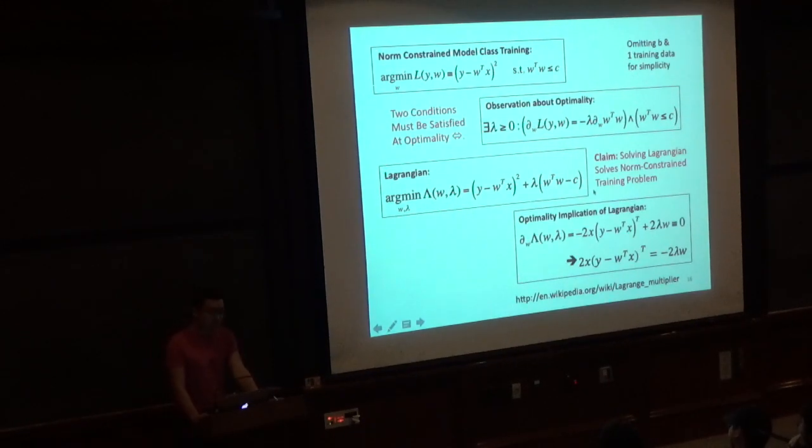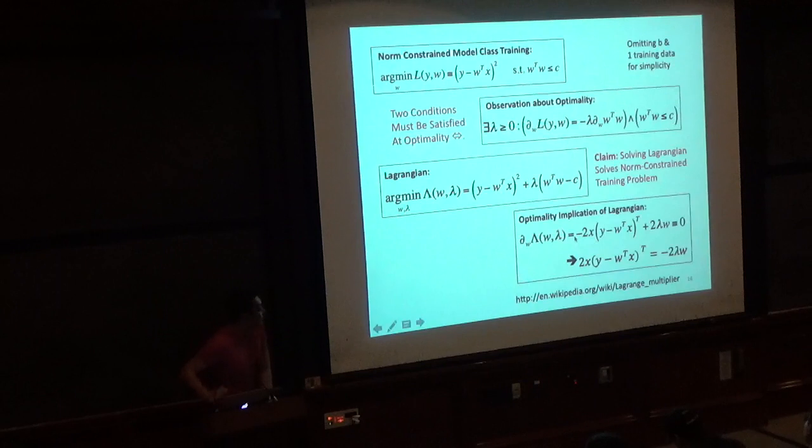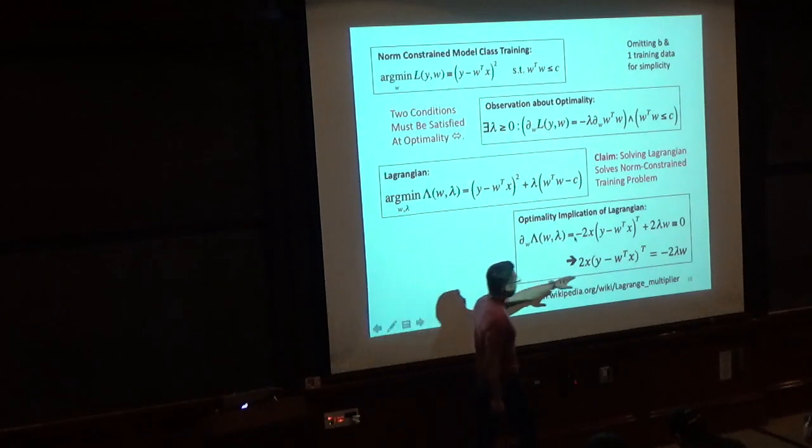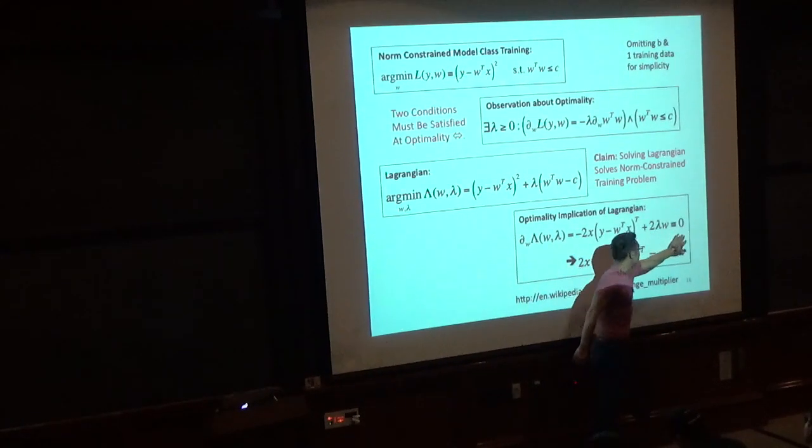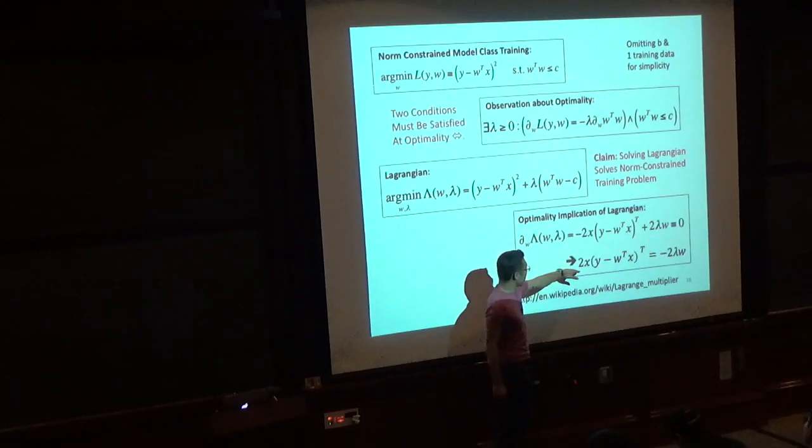So okay, let's just do a little bit of calculus. Let's take the gradient of the Lagrangian with respect to W. We apply the gradient on this term and apply the chain rule, so we get this. And at optimality, of course, the gradient equals 0. So we set this equal to 0. We move this term over here, and we get this equality at optimality.